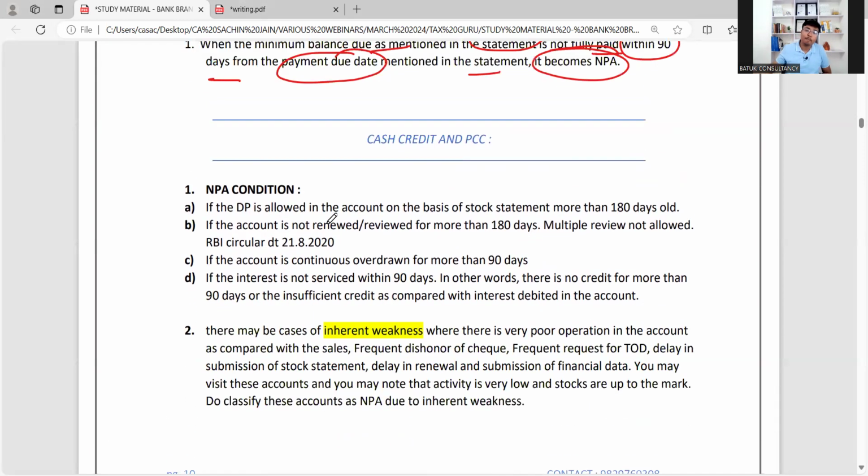Next, cash credit, that is CC limit, and packing credit, PCC limit.